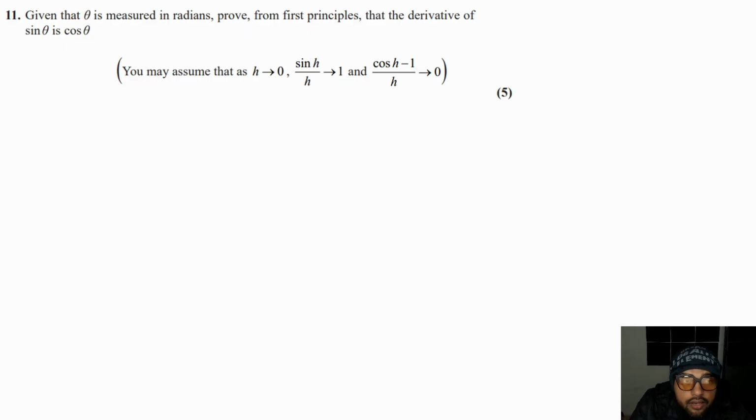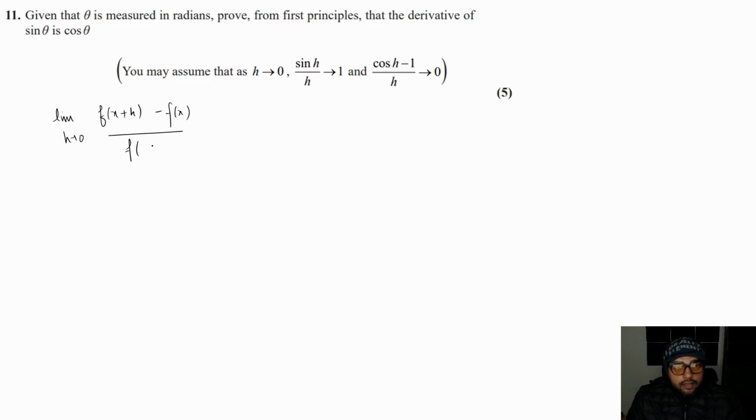Okay, students, let's move to the next question, which is the 11th question, which they have asked us to prove with the first principle. So it's very easy, student. So we'll do it. First I will write the first principle: limit of h tending to 0, f(x plus h) minus f(x), upon h. Yeah, this is the first principle.